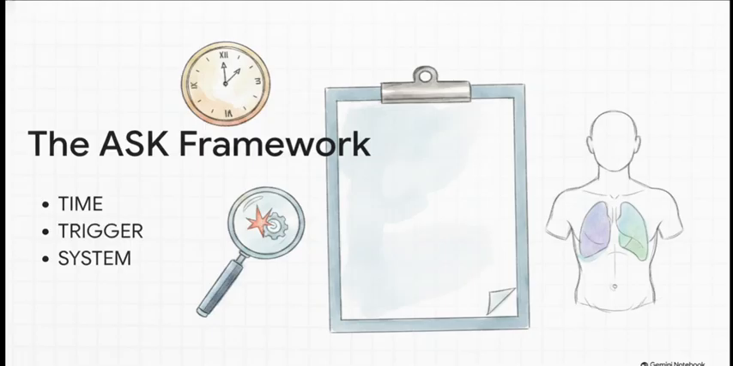Ask about the time. Did this happen acutely today, over a few days, or has it been going on for months? Ask about the trigger. Has there been any surgery, long travel, or trauma? And finally, ask about the system, looking for clues outside the leg itself, like breathlessness or jaundice, which might actually pull you right back toward a systemic issue despite that unilateral presentation.